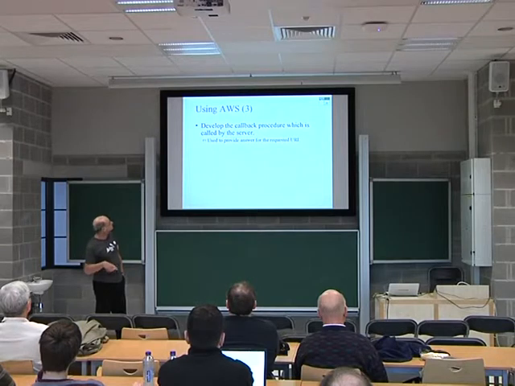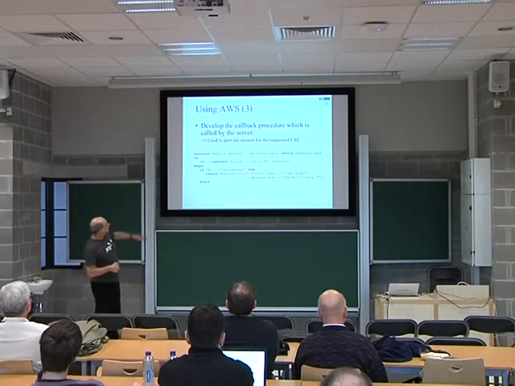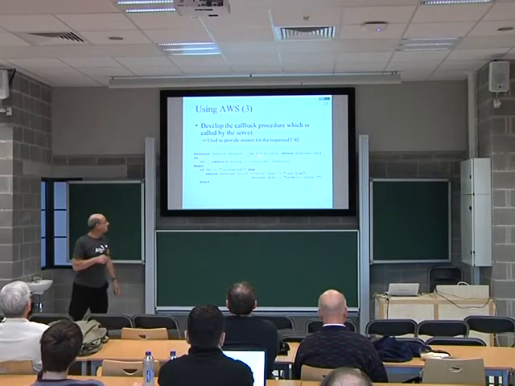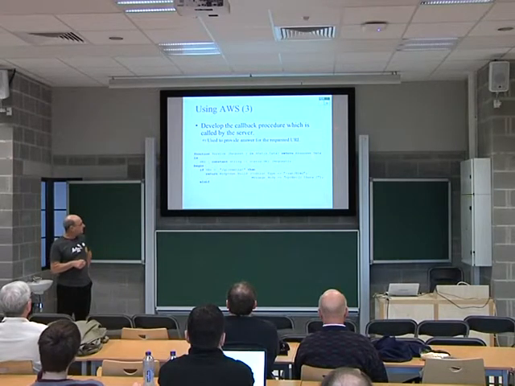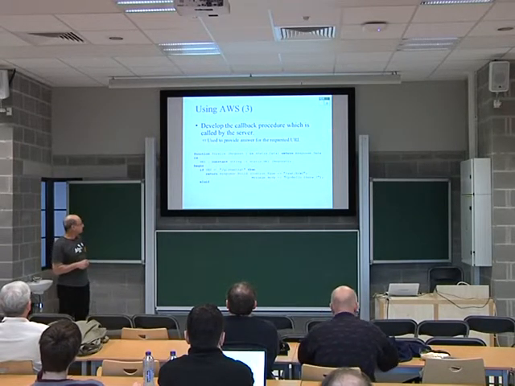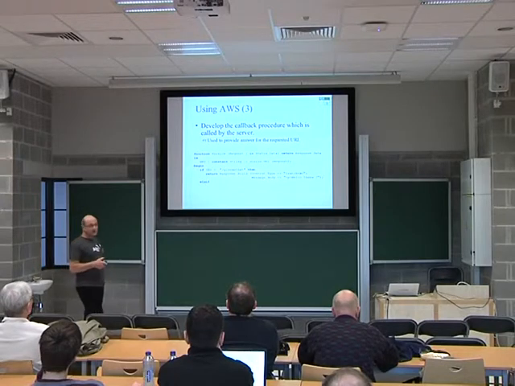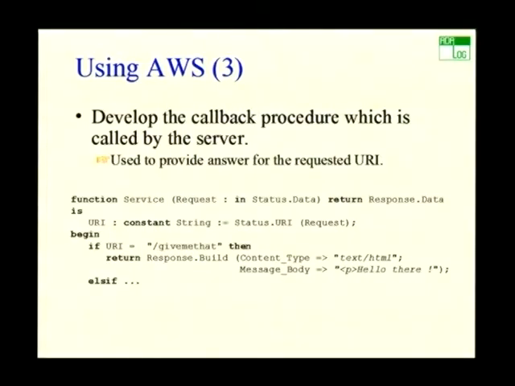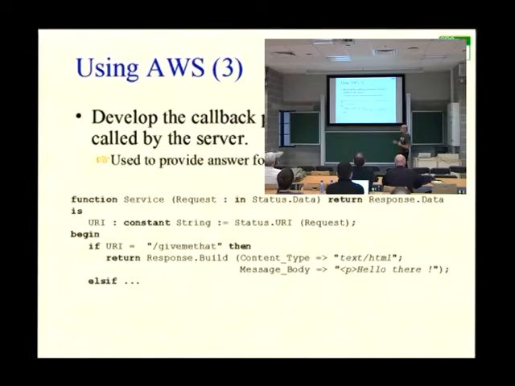So, a typical service is something like that. You get a request and you return a response. You have functions that will provide you directly with all the interesting information from the request, like the URI that has been called, and you can check it, and typically, depending on the URI, you can return various things.